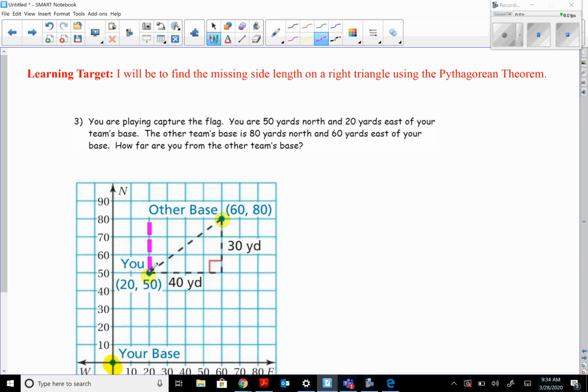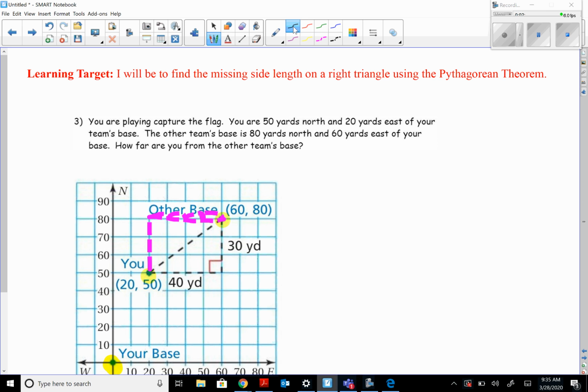you're going to see that between you and the other base, there is a vertical distance of 30, and there's a horizontal distance of 40. Sorry, I'm trying to make a visual here. Each one of these represents 10, so there's 10, 20, 30, 40 yards. So no matter where you draw your right triangle, you're trying to find the distance between you and the other base, which happens to be the hypotenuse of the right triangle.